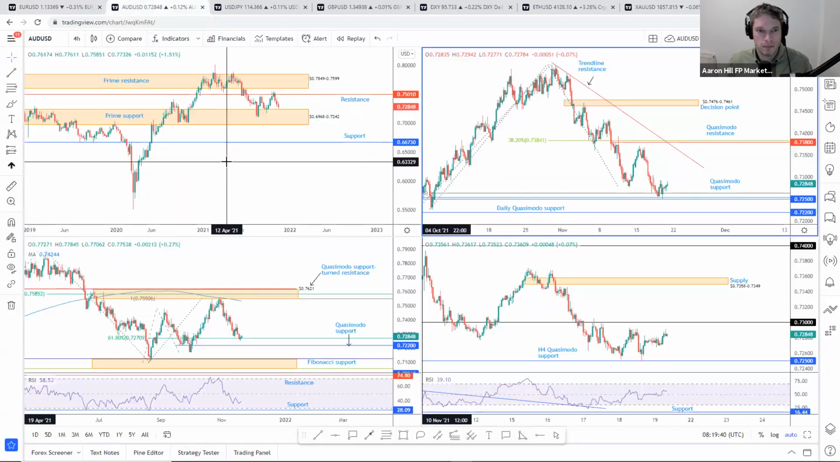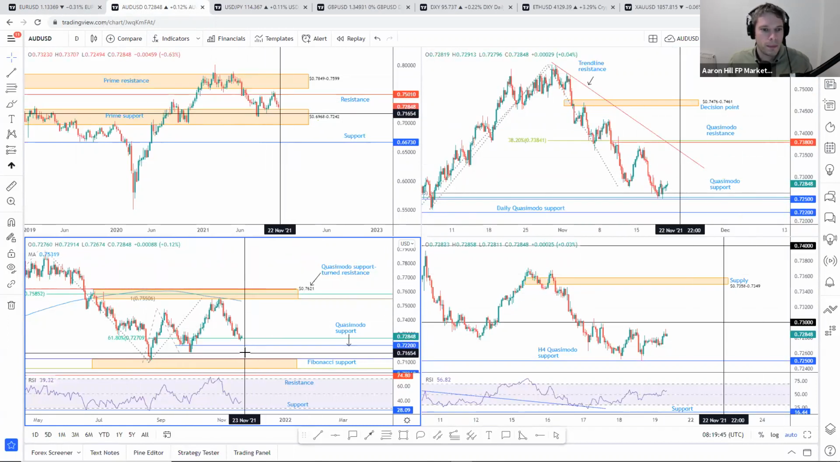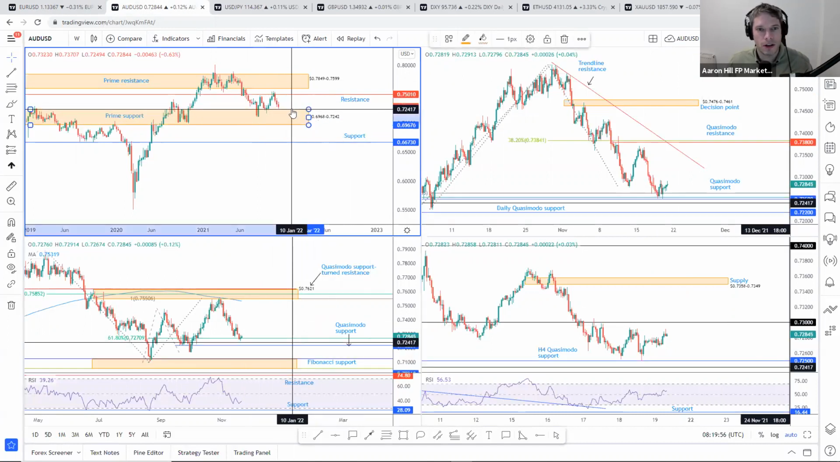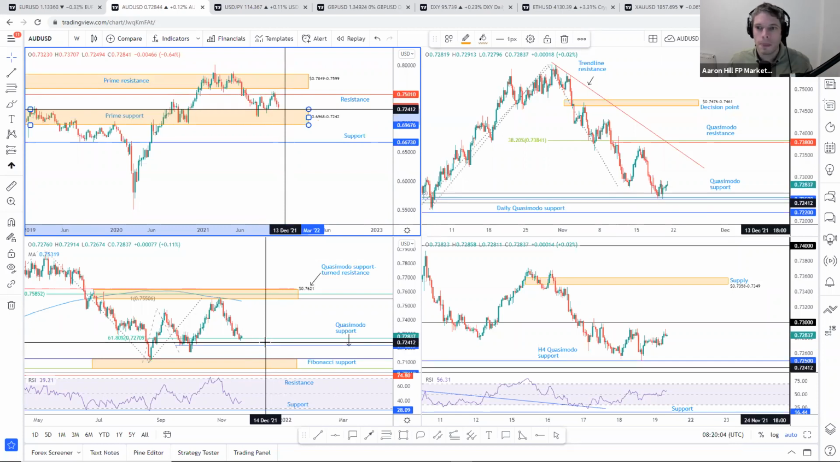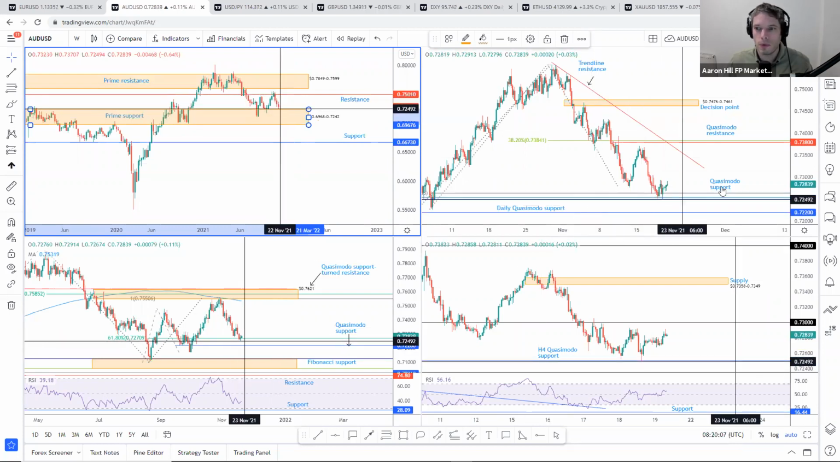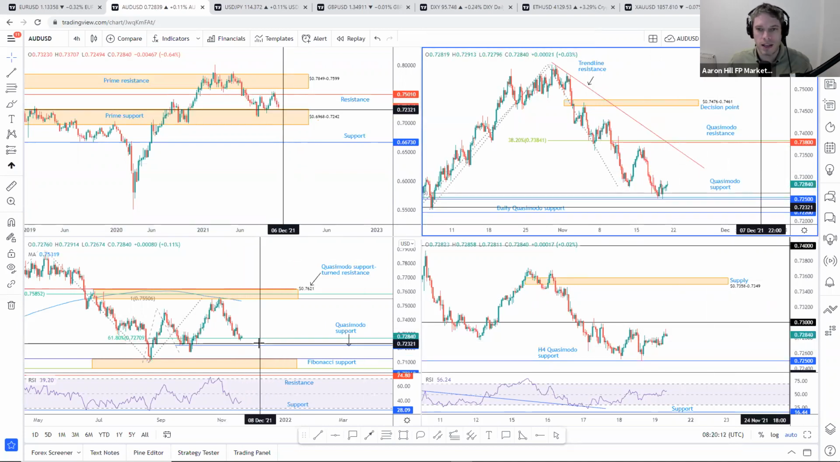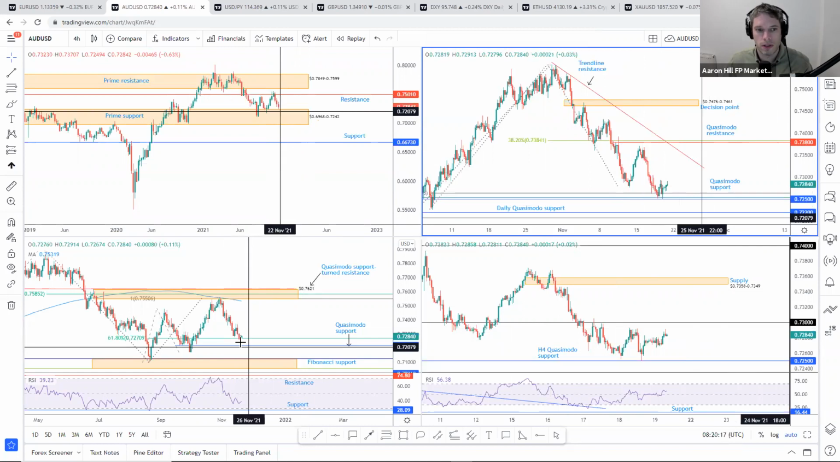Moving over to the Aussie dollar, we are currently testing an interesting support. This is the daily time frame here, between a Quasimodo support at 72.20 and a 61.8% Fibonacci retracement at 72.71. Interestingly, the upper edge of the prime support on the weekly time frame at 72.42 rests within this area. We also have H4 Quasimodo support at 72.50, also resting within this area. So this daily support boasts reasonably strong confluence as well.